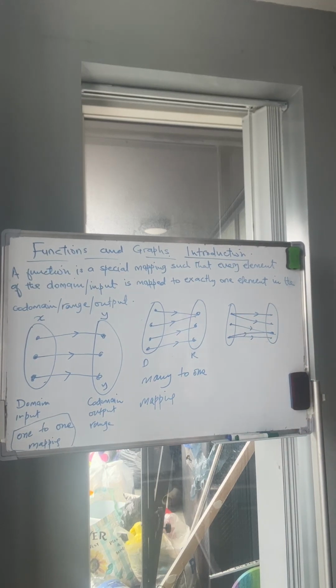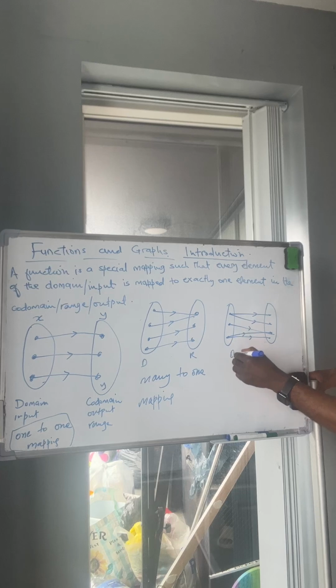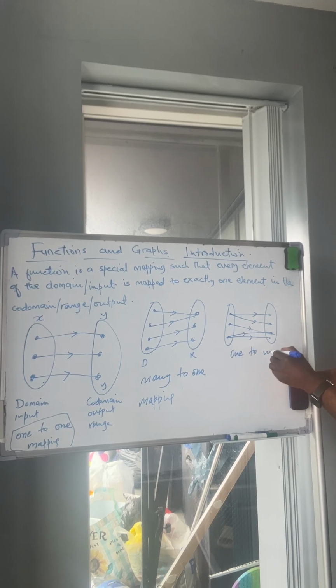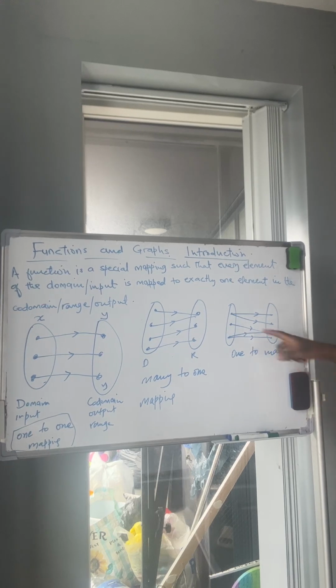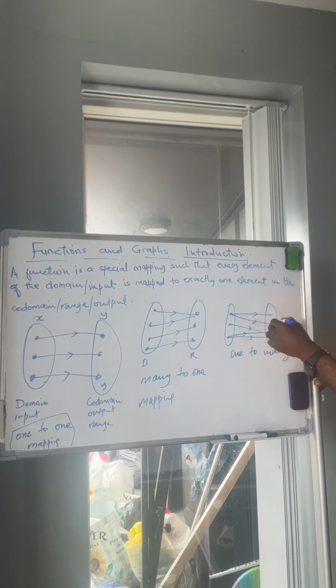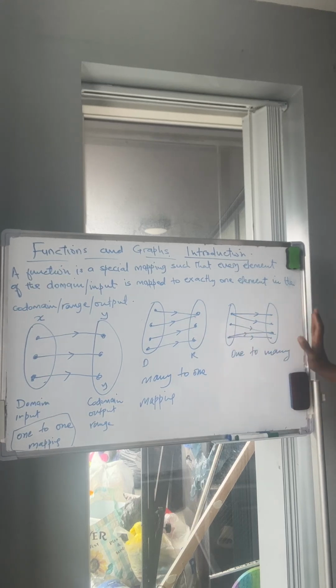What do we call this type of mapping? This was many to one. What do you call this type of mapping? This type of mapping is called one to many. Because you have one element here mapped to two elements here. So one to many.